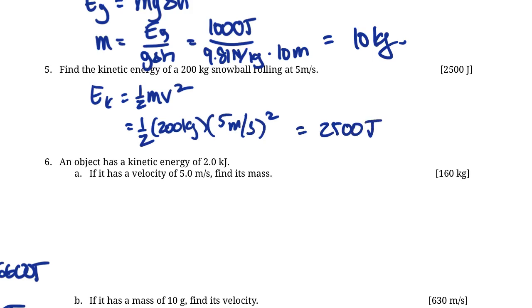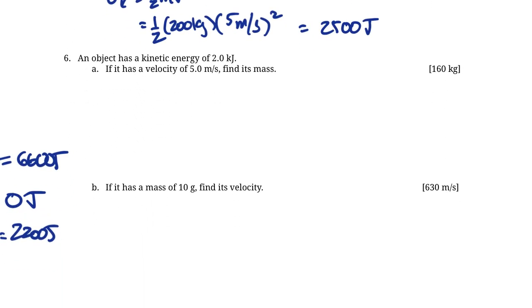Okay, and last question, 6, with 2 parts. Again, try these yourself, pause it, try them yourself, and then unpause to see what's going on if you're stuck. So an object has a kinetic energy of 2 kilojoules, and we know that that's just 2,000 joules, so let's change that right off the bat. If it has a velocity of 5 meters per second, find its mass.